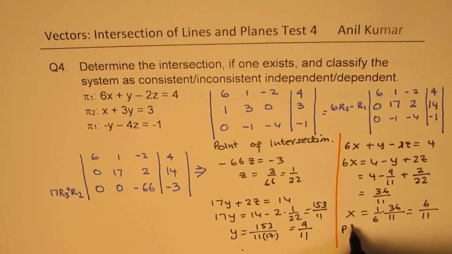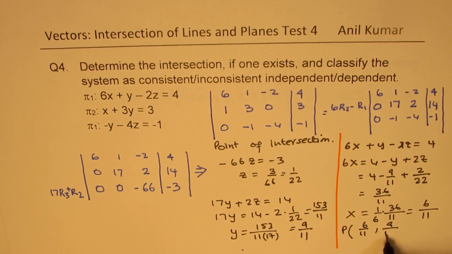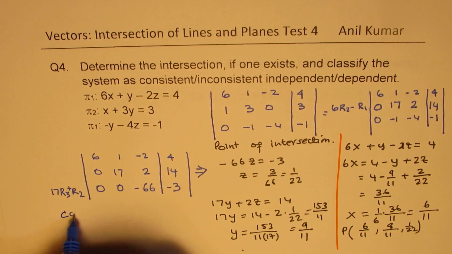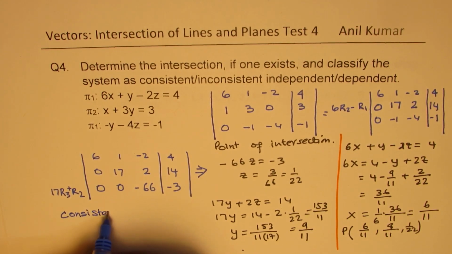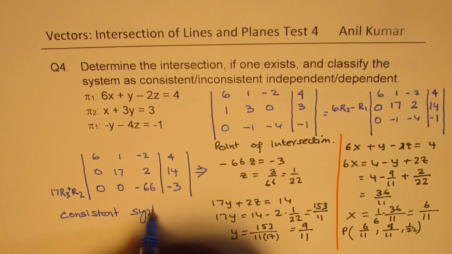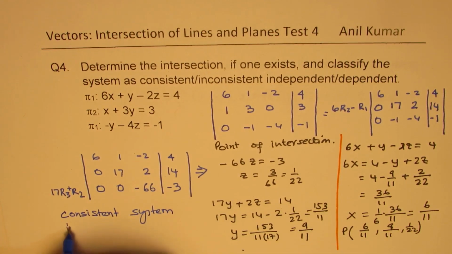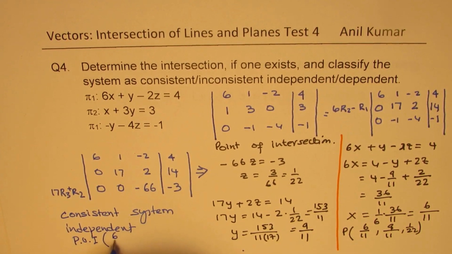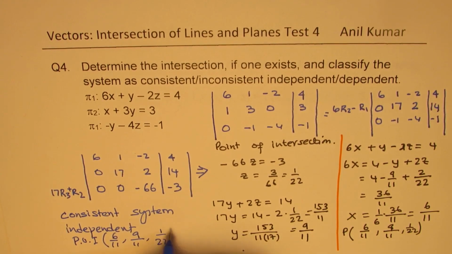So we have a point P whose coordinates are 6 over 11 for x, 9 over 11 for y, and z is 1 over 22, correct? So that is our solution. So we have a consistent system which is also independent, where the point of intersection is 6 over 11, 9 over 11, 1 over 22.